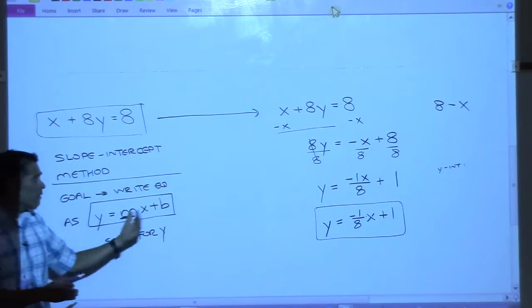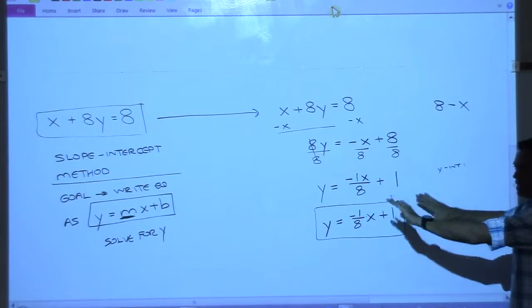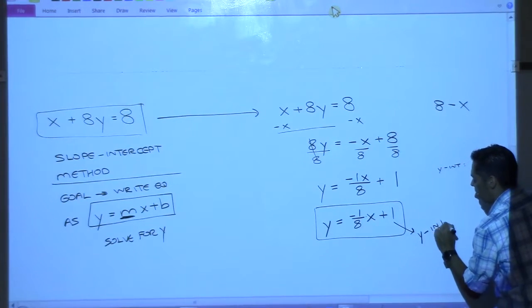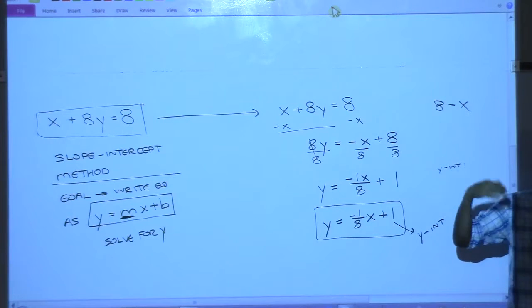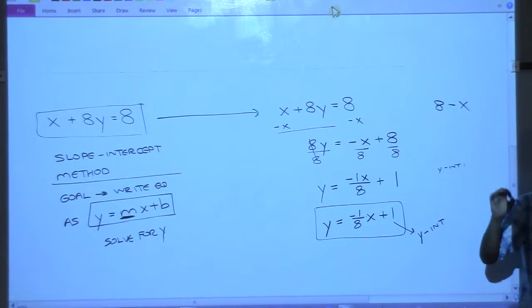So if we can solve for y, we know right now, without doing any work, that this number right here is the y-intercept, which means we have 1 point on the line, don't we? We have 1 point on the line. The only other thing we would need to draw the line would be the slope, which would tell us like rise over run to get to another point.